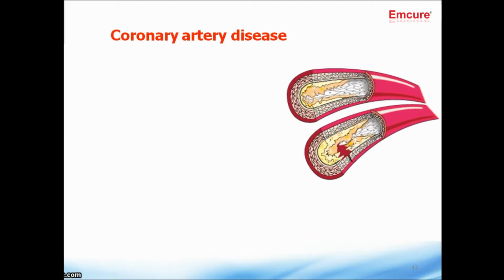Now I am showing you a picture where you can see very well the deposition of the fatty material and subsequent narrowing. Here you are seeing the narrowing of the artery with the atheromatous plaque, whereas in this vessel you are seeing not only narrowing but also thrombosis due to rupture of a plaque.